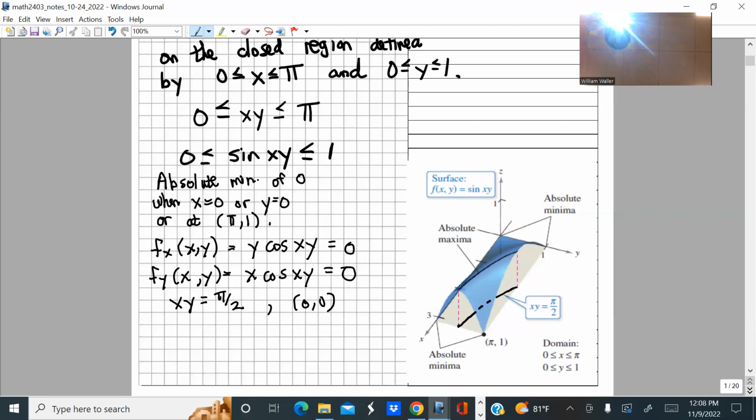So all of these points on this curve where x times y equals pi over 2 are critical points. But the only other critical point is at the origin. So these points along the axes don't really count as critical points, but they turn out to be absolute minimums, right? That's the only other critical point.